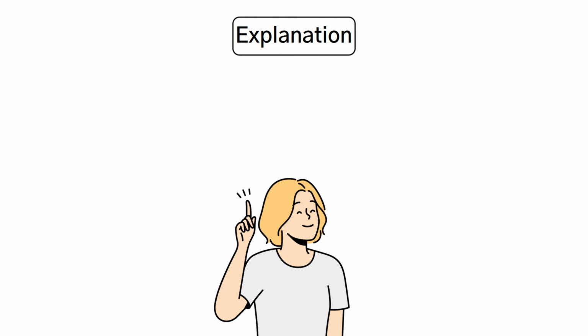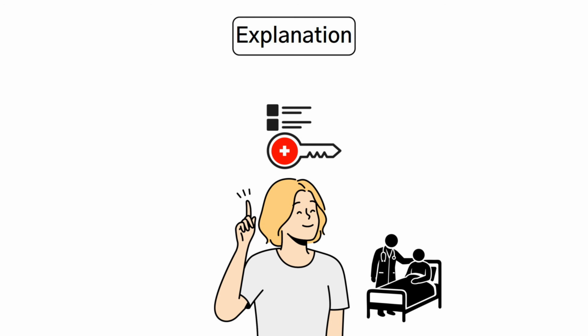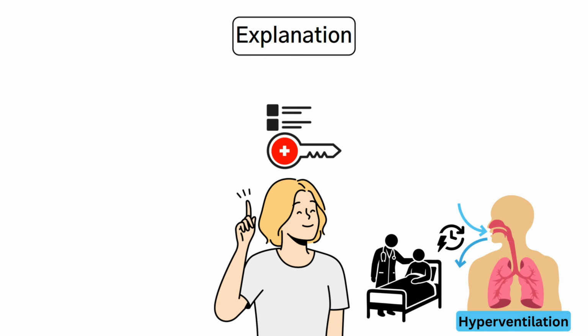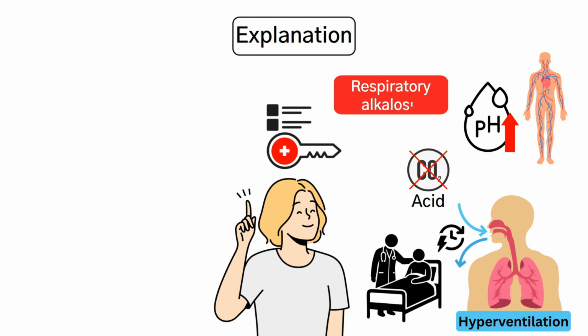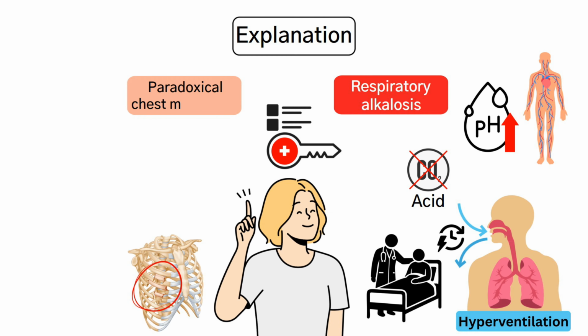Explanation. To correctly answer this question, we need to look at two key factors from the patient's presentation. First, hyperventilation leads to rapid breathing and excessive elimination of carbon dioxide. Because carbon dioxide acts as an acid in the body, its removal raises the pH and produces respiratory alkalosis. Second, the presence of a flail chest means multiple rib fractures have caused paradoxical chest movement.